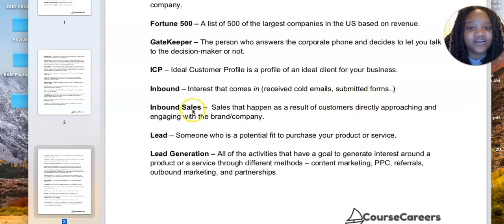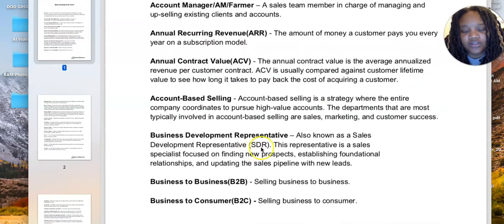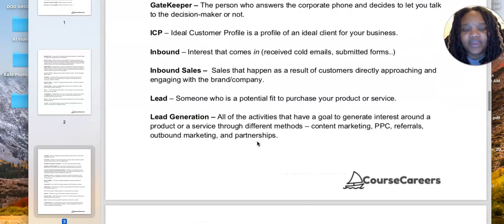We have inbound sales. Sales that happen as a result of customers directly approaching you and engaging with the brand or company. So that's what I was talking about earlier, with the whole sales development representative and business development representative. Sales development representative is more so in the inbound area. So instead of you going to customers, they're coming to you. And that's all good. That's all thanks to the marketing. You see how everything is connected.